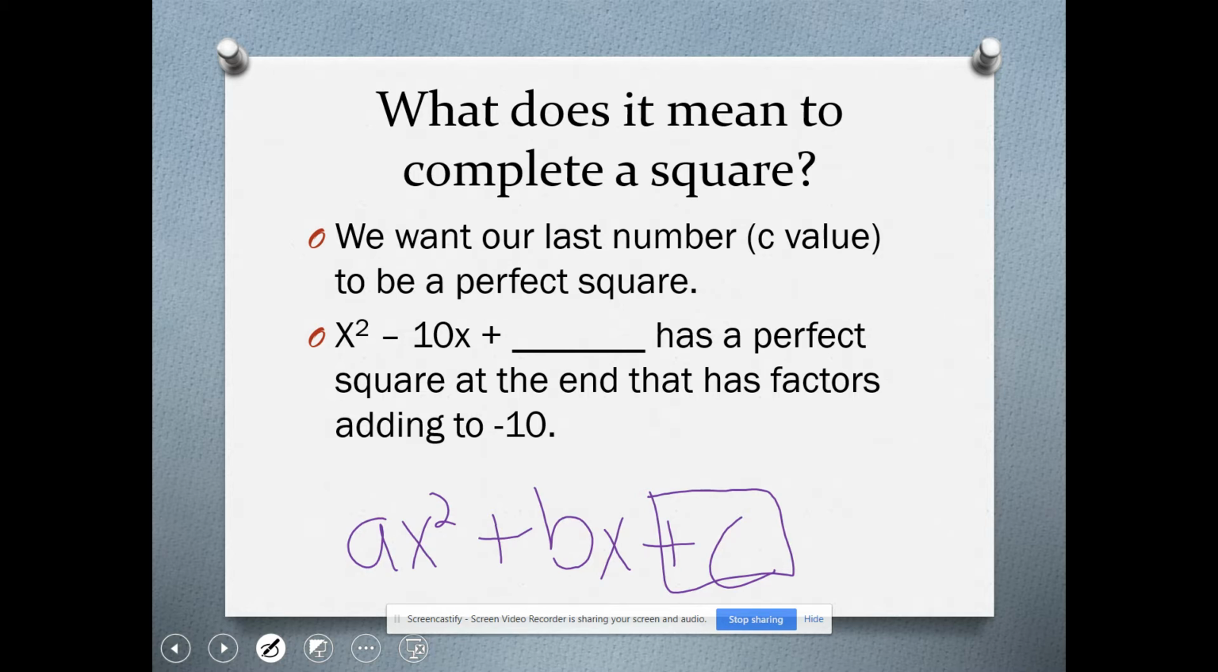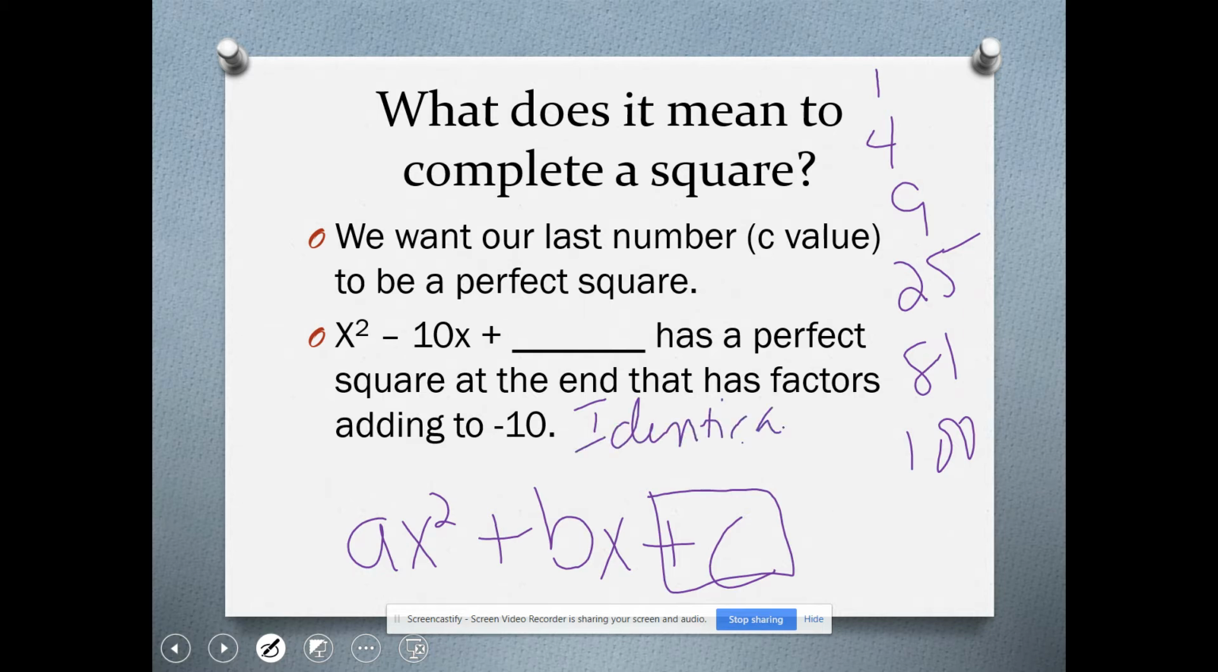Remember, perfect squares are numbers where we can take the square root and not have a decimal. So a few examples would be 1, 4, 9, 25, 81, 100, and so on. So if we're looking at x squared minus 10x plus something, to have a perfect square at the end, it has to have two factors that are exactly identical that add to negative 10.